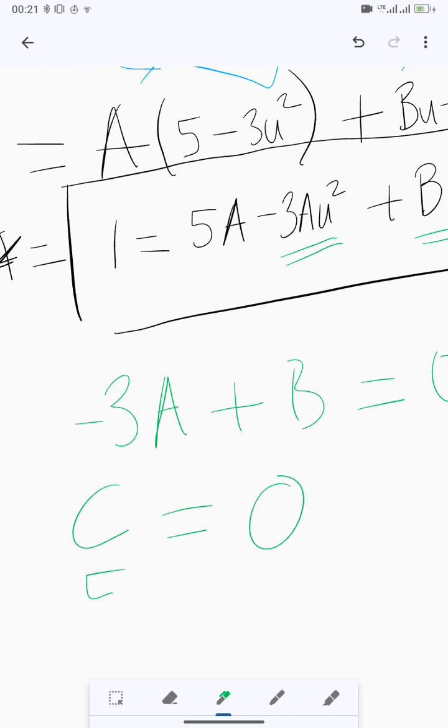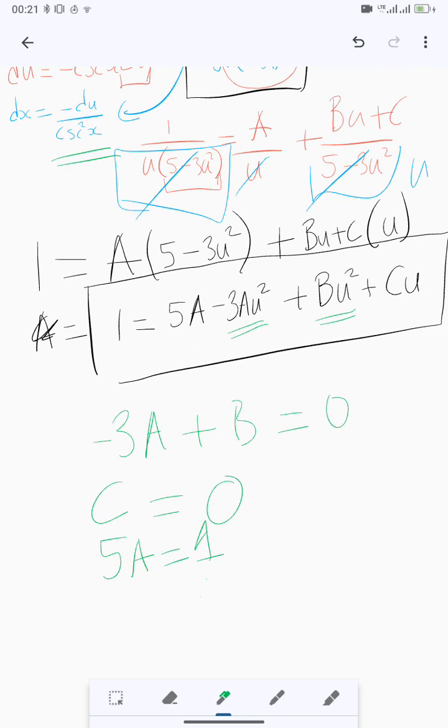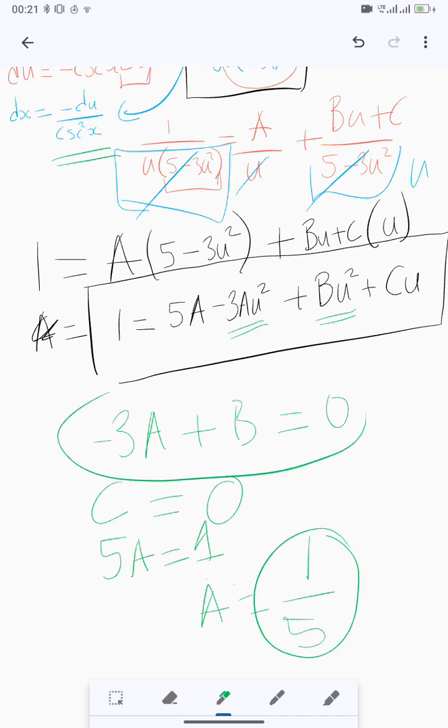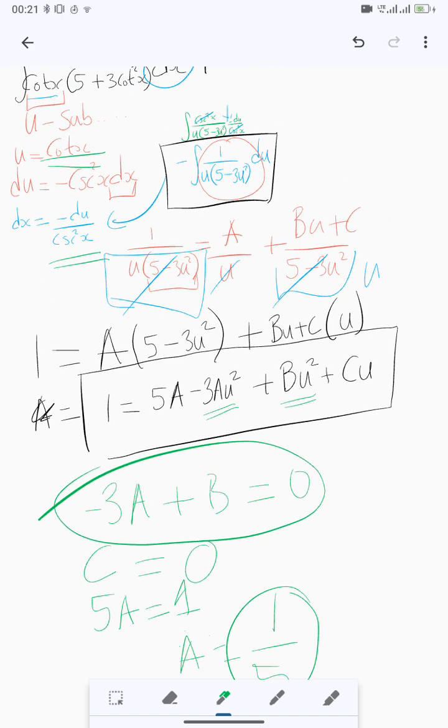Then you can see that 5a is equal to 1. And then if 5a is equal to 1, solving for a will simply be 1 over 5. Then taking this 1 over 5 into here, you can simply find b.